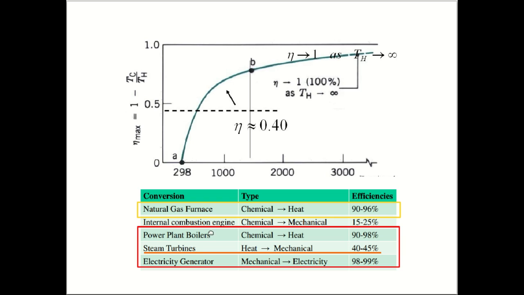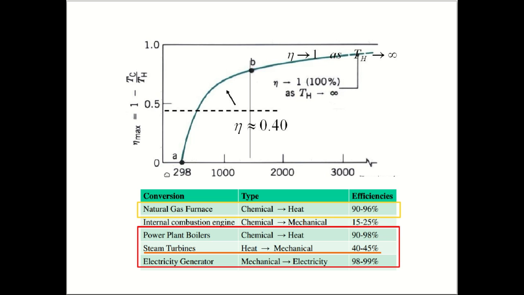And in practice, the cold reservoir is usually the ambient environment, basically. So T_C is fixed at the ambient temperature, which is about 25 degrees Celsius. So in this particular graph, 25 degrees Celsius is about 298 Kelvin. This figure shows you how the conversion efficiency changes with T_H, because T_C, the temperature of the cold reservoir, is fixed at 298 Kelvin. As you raise T_H, the efficiency can approach unity, but you can never get there.